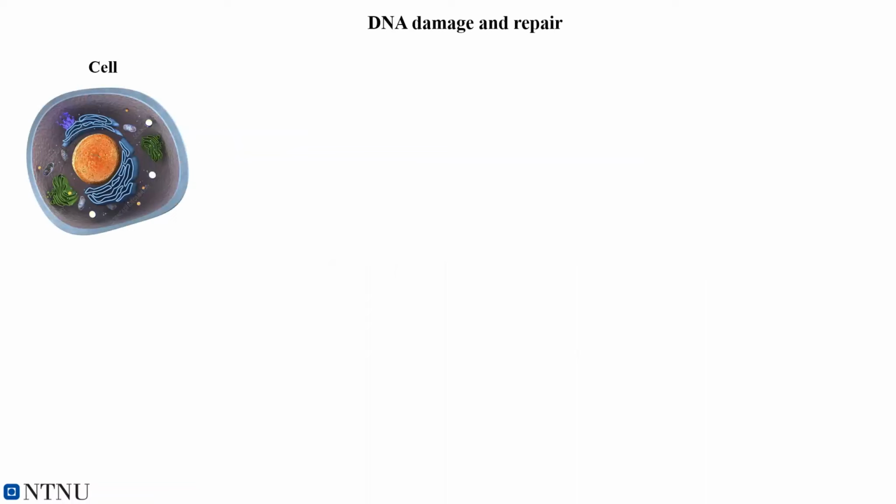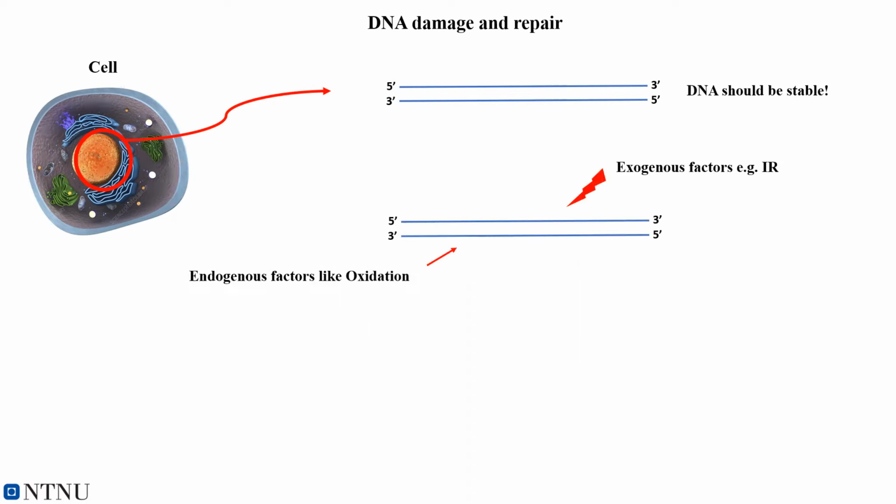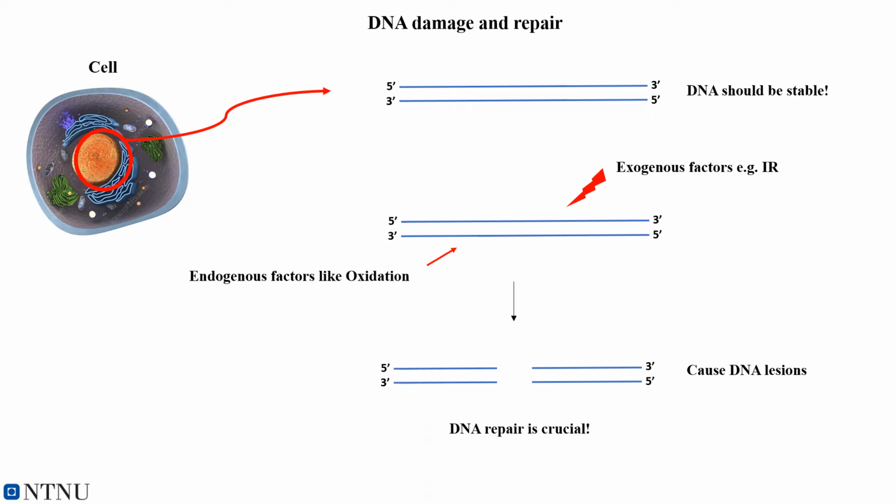All cells function using the proteins that are encoded by genes. When essential genes are mutated, the consequence might be serious. DNA damage occurs every day due to exogenous factors such as UV radiation or endogenous factors like reactive free radicals generated during metabolism. There are different types of DNA lesions, but the most severe one is DNA double-strand break. To preserve homeostasis, our DNA should be repaired and resist changes.